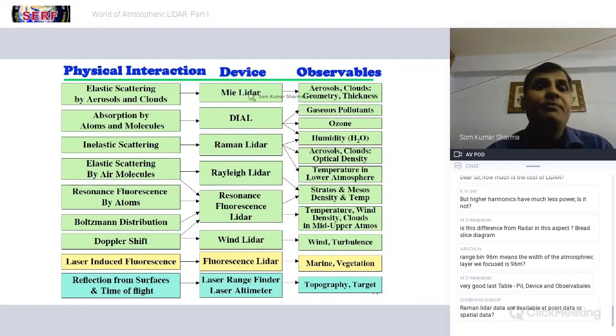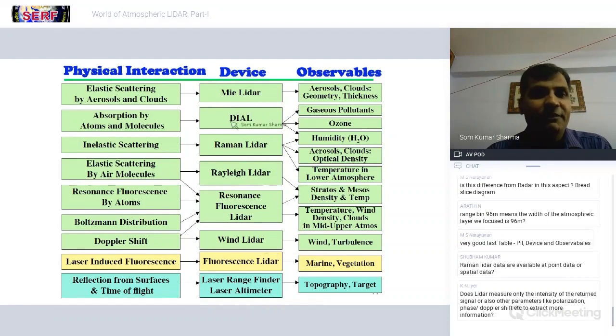So here I will say only that different physical processes are used effectively in different types of lidar to observe the different processes in the atmosphere that are taking place at different altitudes, by using Mie LIDAR, differential absorption lidar, Raman LIDAR, Rayleigh LIDAR, resonance lidar, wind lidar, fluorescence lidar, and laser rangefinder or laser altimeter. So this is the world of lidar. I will be with you tomorrow again with this world of lidar with more detail, and more lucid information for you on how you can use the lidar for atmospheric investigations in different regimes.